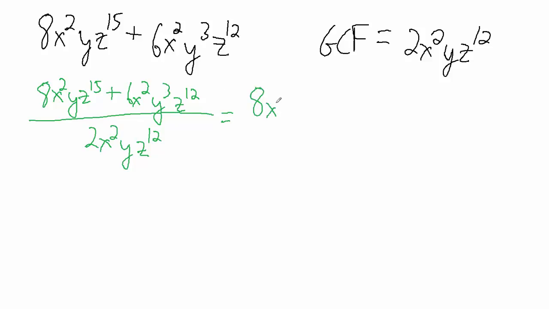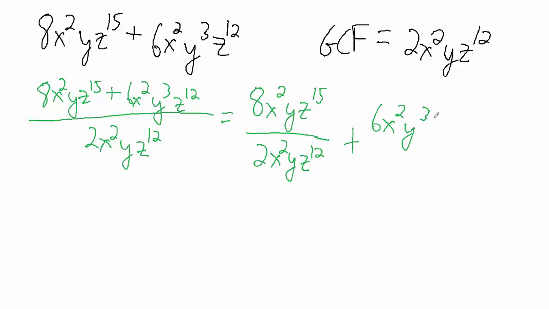So we have 8 times x squared times y times z to the 15th, all divided by 2x squared y z to the 12th. Okay, and then plus the second term on the top, 6x squared y cubed z to the 12th, divided by the greatest common factor again, 2x squared y z to the 12th. Okay. Now what happens here?